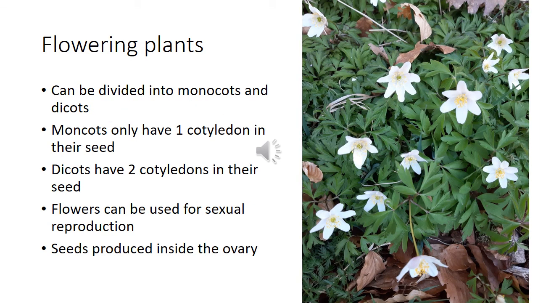Flowering plants can be divided into 2 groups, monocots and dicots. Monocots only have 1 cotyledon in their seeds, while dicots have 2. And flowering plants can reproduce sexually using their flowers, as we talk about in that chapter, and the seeds are produced inside the ovary. And this is just a very short introduction to a group which basically makes life possible. This is everything from the small flowers to the mightiest trees. So it's a very, very important group.